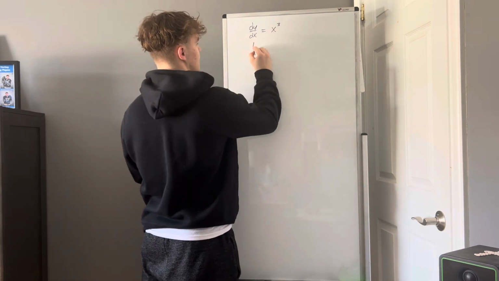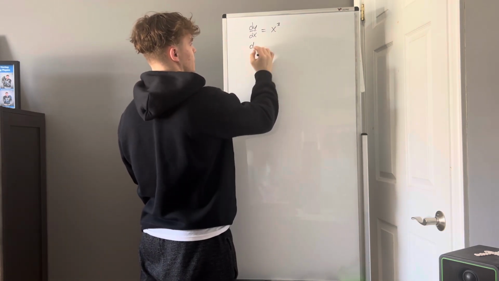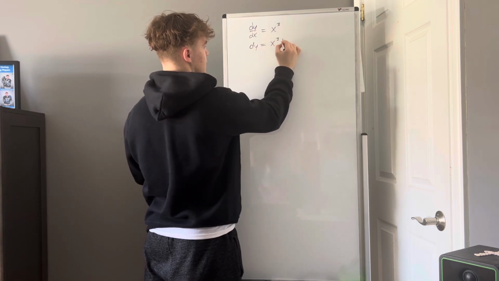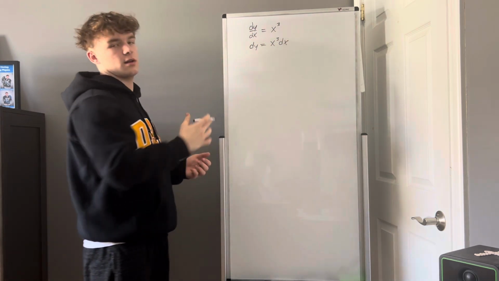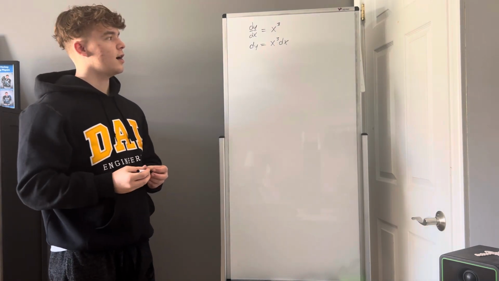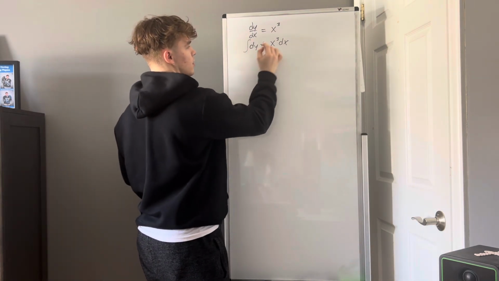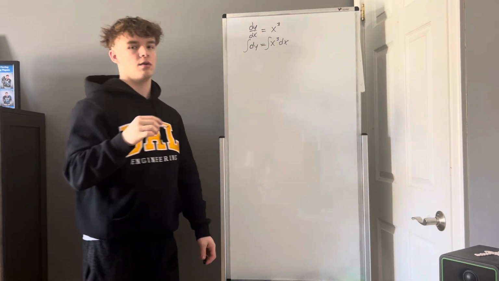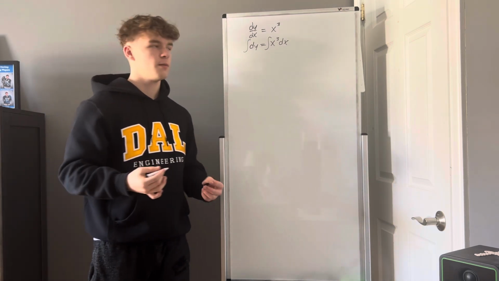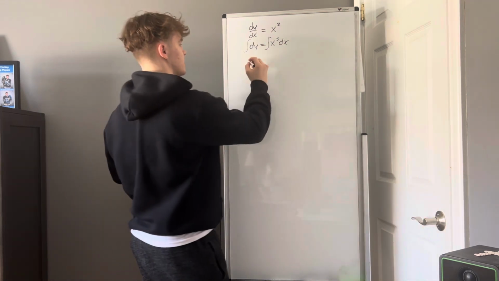So let's times both sides by dx. So what we're going to get is dy equals x cubed dx because our dx's on top of each other are going to cancel. And another trick that we can do is integrate both sides. Simple. Very cool. Okay, integral of dy is y plus c.